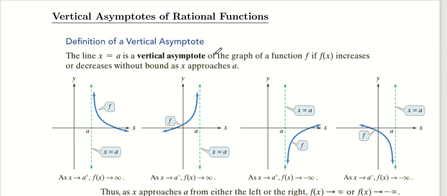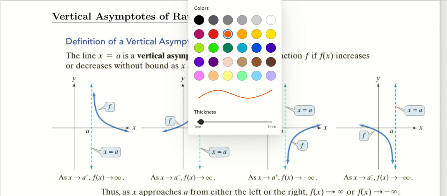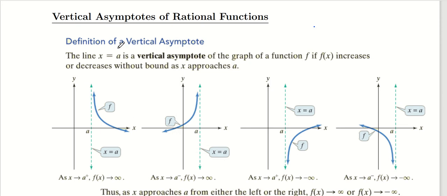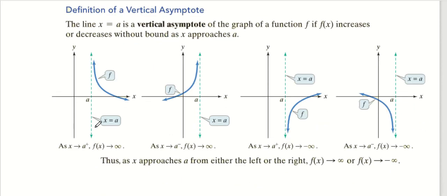One of the key features of these rational functions is the presence of what's called vertical asymptotes. We say that the line x equals a is a vertical asymptote of the graph of a function f if f of x increases or decreases without bound as x approaches a. So for example, for the first graph on the left, we would say that x equals a would be a vertical asymptote, because as we approach a coming in from the right-hand side, we see that the function is approaching positive infinity.